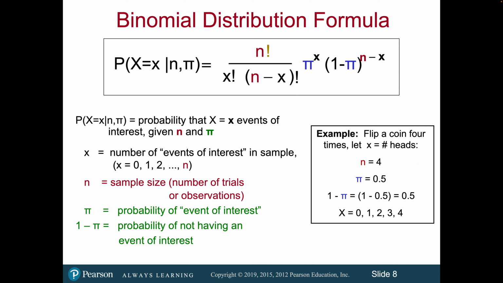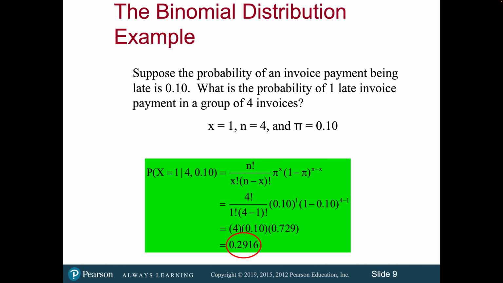Again, don't get too upset about that crazy formula with all those factorial signs. I'm going to teach you a much easier way using StatCrunch. So the binomial distribution, if we were going to work this problem using the formula, so suppose the probability of an invoice being paid late is 0.10. What's the probability of one late invoice payment in a group of 4 invoices?